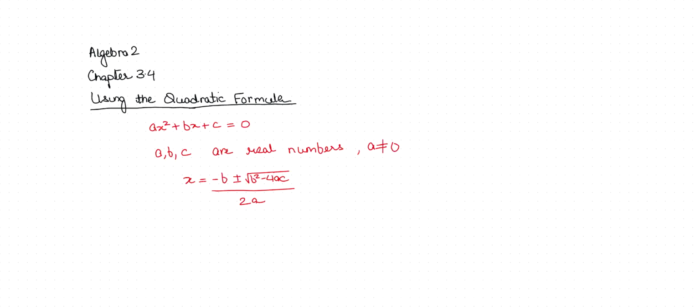This is the quadratic formula we may use, with a standard equation ax² + bx + c = 0. With this standard quadratic equation, we get the values of a, b, and c, and the quadratic formula will give us the value of x. So let's do some problems, then it will be more clear.